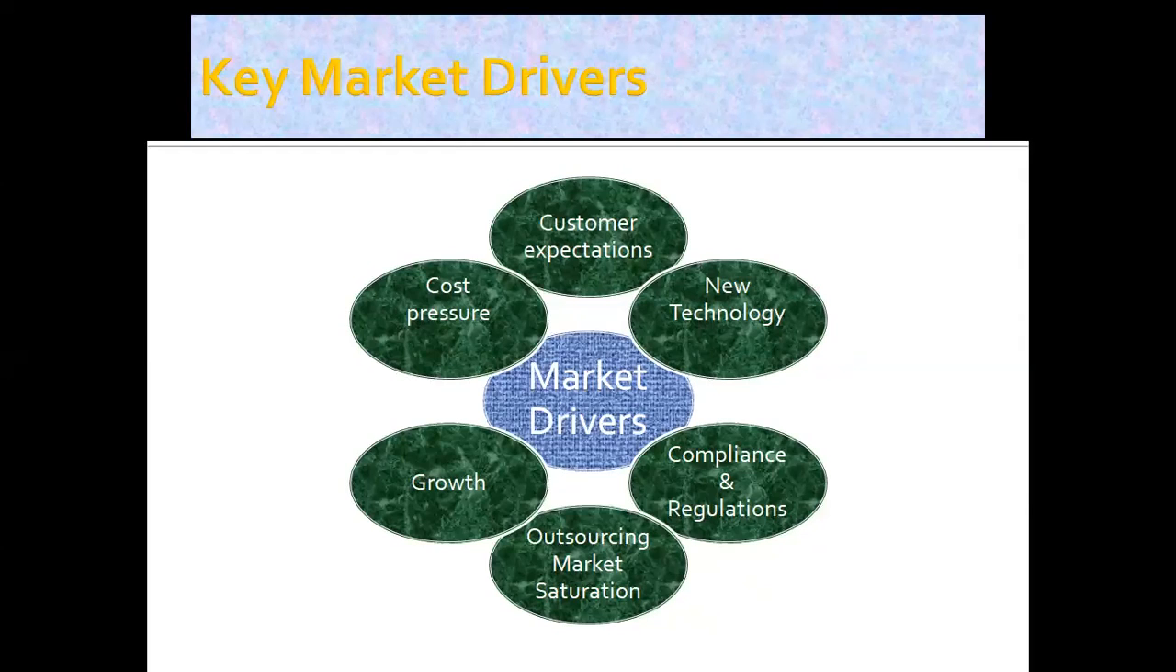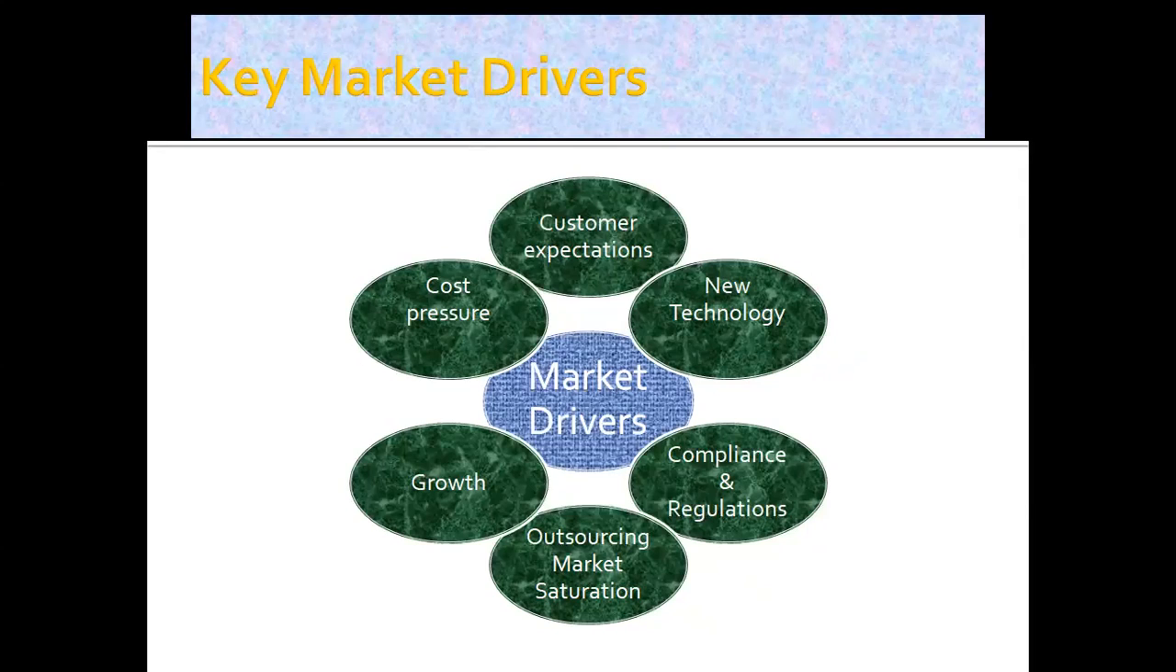If any changes are required, you can implement them very fast, and then you can deploy the solution. So that is the customer expectation. And the next one is the new technology. The technology is new, and it's very easy to implement. And there are many benefits from the technology. So that is one of the reasons.